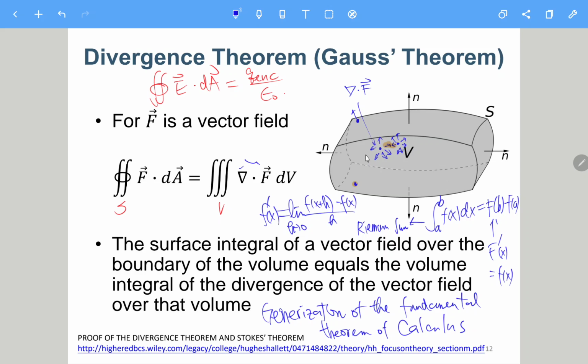But if you want to take a look at the proof, you can try this link, or if it doesn't work, you can try to find the Divergence Theorem or the Stokes Theorem.